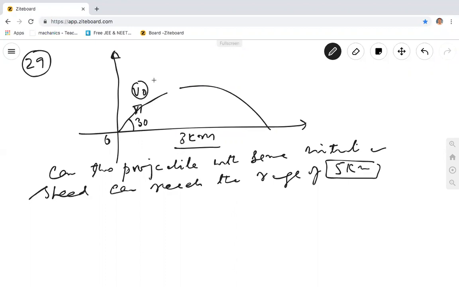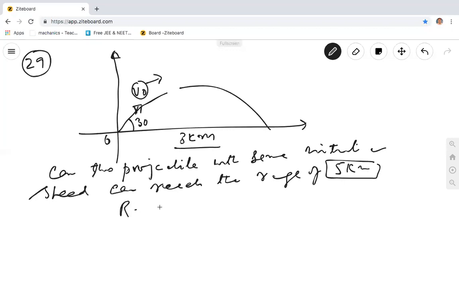First of all, I have to find this velocity. Then I will find whether this projectile with this speed can have a maximum range of 5 kilometers. If it has a maximum range of more than 5 kilometers, then it can reach 5 kilometers. If the maximum range cannot be 5 kilometers, then it can never go to the 5 kilometer range. So first of all, write the equation for this.